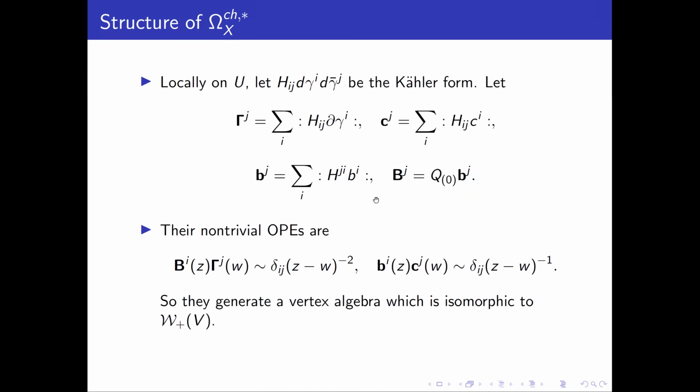These elements have non-trivial OPE, just like this one. This is the same as the beta-gamma system: here B is like beta, and gamma is like gamma, and then BC is similar. So they will generate a vertex algebra which is isomorphic to W plus V. And this operator commutes with anti-holomorphic functions.